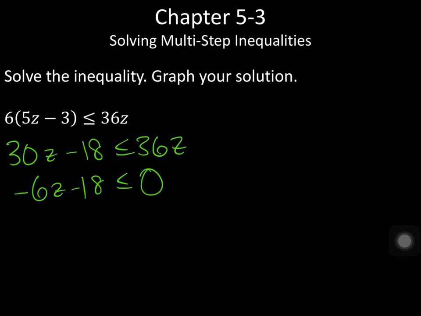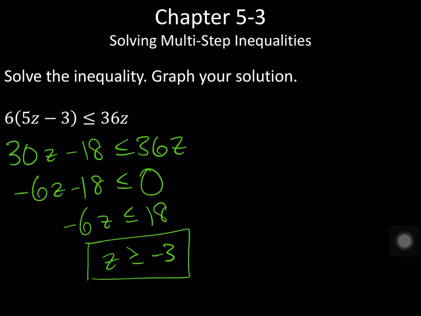Forgot my minus sign. All right, and so from here, now we're isolating the variable again. We're solving for z. So negative 6z, adding 18 to both sides, dividing both sides by negative 6. Remember to flip your sign, and z would be greater than or equal to negative 3.